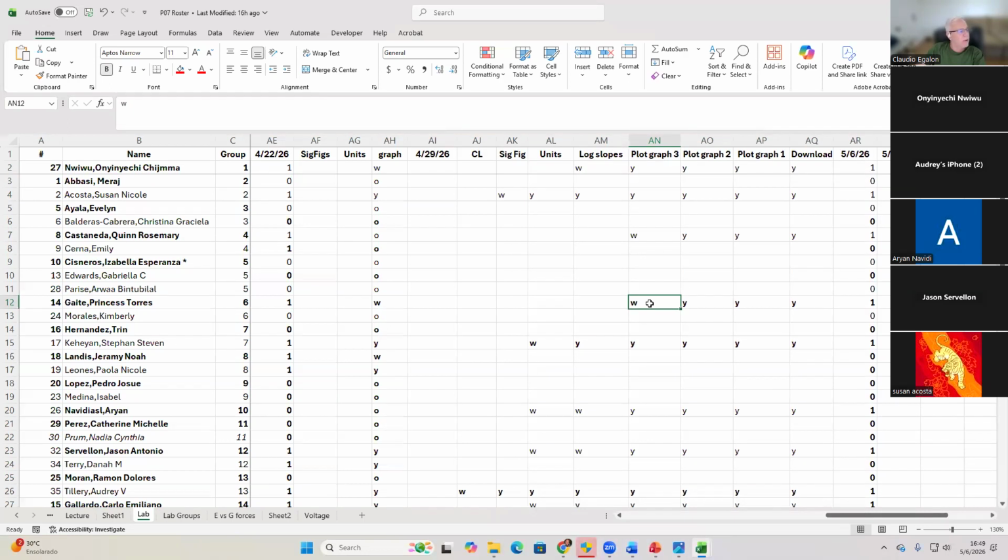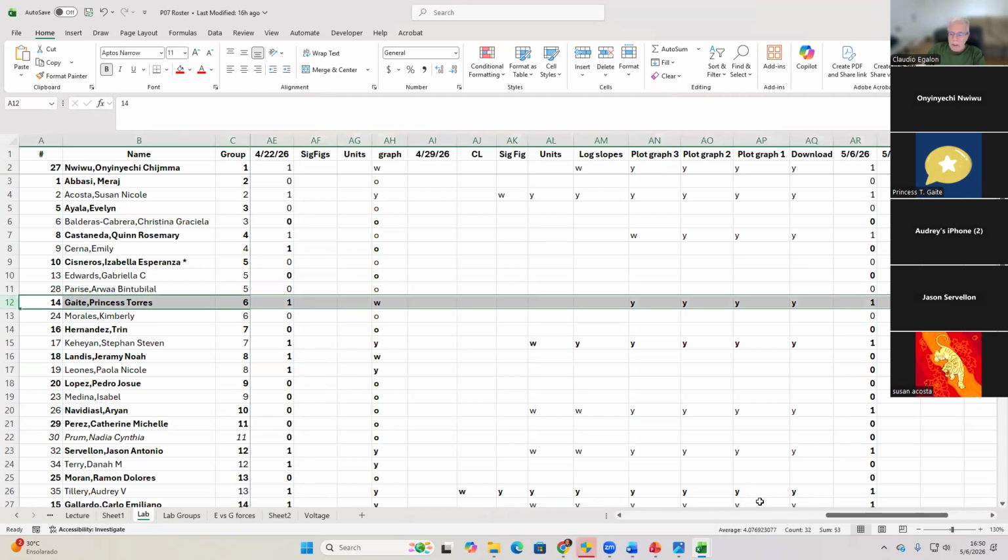Are you there, Princess? I'm here. Did you plot the third graph, Princess? I did. Okay, good. What about the slopes? Did you log the slopes in the last table? I did log it, but I'm worried about the slope for my second graph, or V2. What is the percentage difference you're getting? 19.80. Yeah, 19.80 is high.